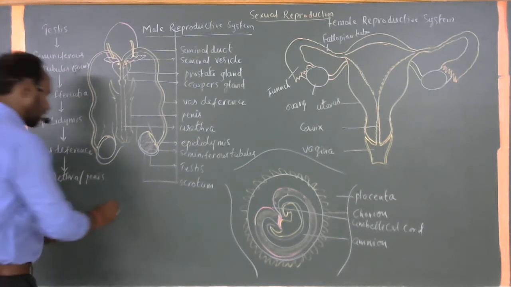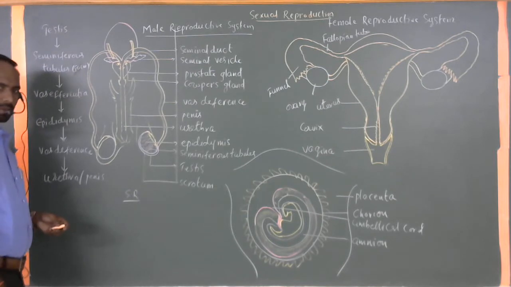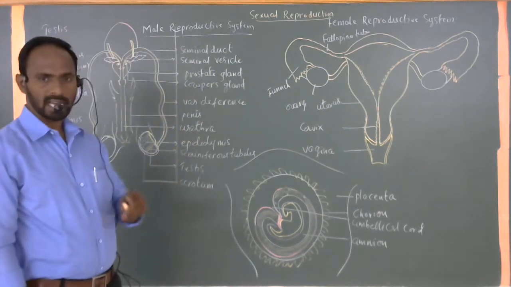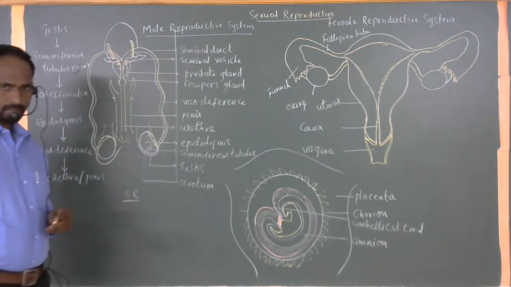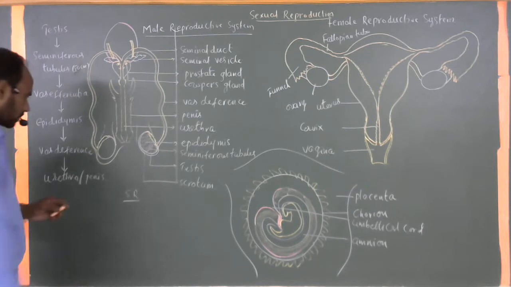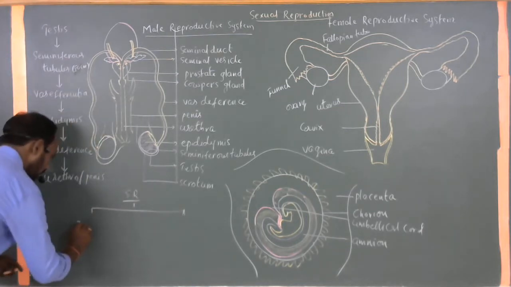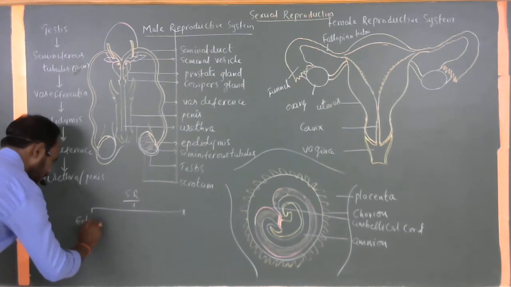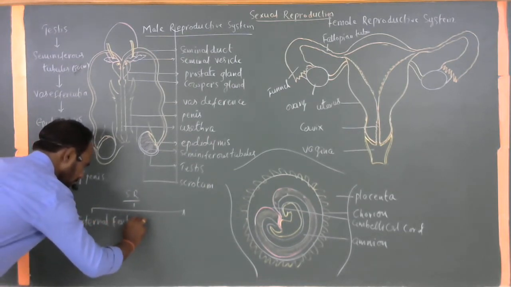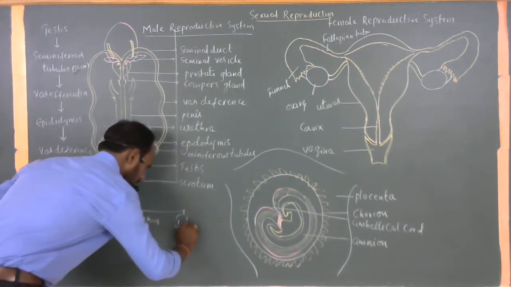Here, sexual reproduction is basically of two types. Do you know what the process of fertilization is? Fusion of male and female gametes is called fertilization. After fertilization, a zygote is formed. So, in sexual reproduction, there are two processes. First one is called external fertilization. Second one, internal fertilization.